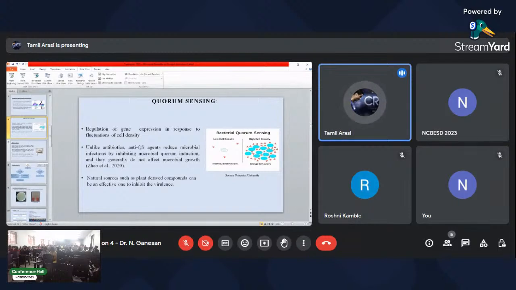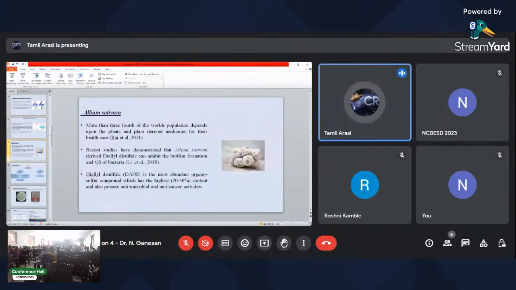And the natural source I've chosen is garlic, because you all know already that garlic is a traditional medicine that has been used for a long time in the southern parts of India. And plant derived compounds are not bad ones, they are good ones, and they are natural resources. They do not cause any kind of side effects to people. And from that Allium sativum, I have chosen one compound, diallyl trisulfide, simply called DATS. This compound is most present in garlic, which has a content of 20 to 30%.